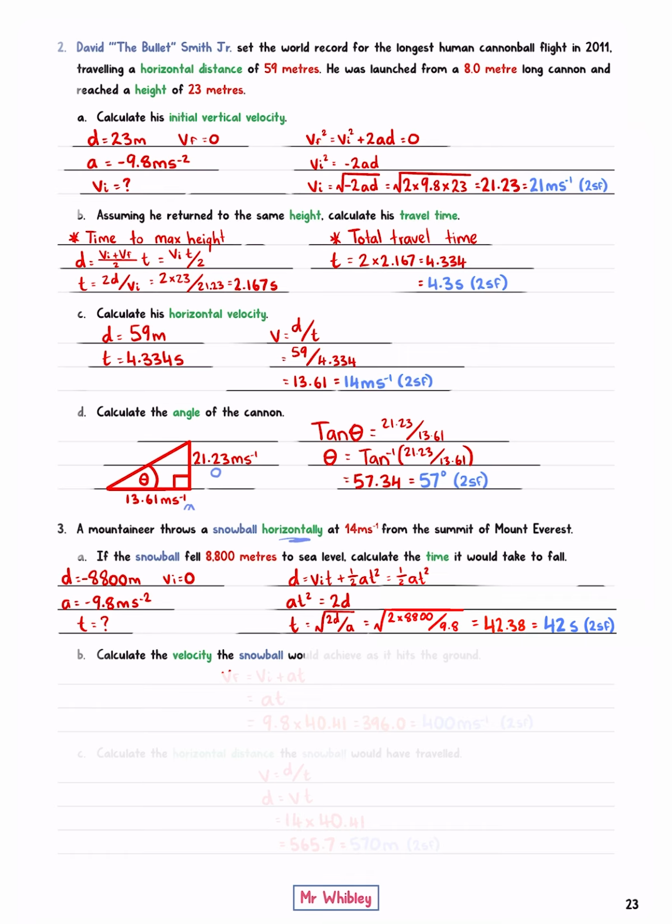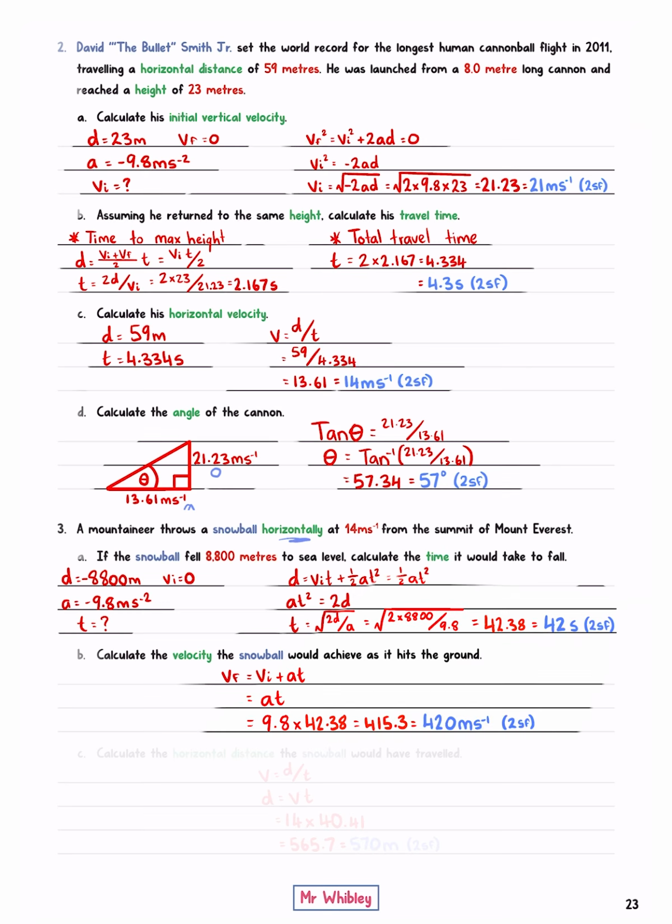Calculate the velocity the snowball would achieve as it hits the ground. We can use this equation here, where Vi is 0, putting our numbers in gives me 415.3 or 420 meters per second to two significant figures.